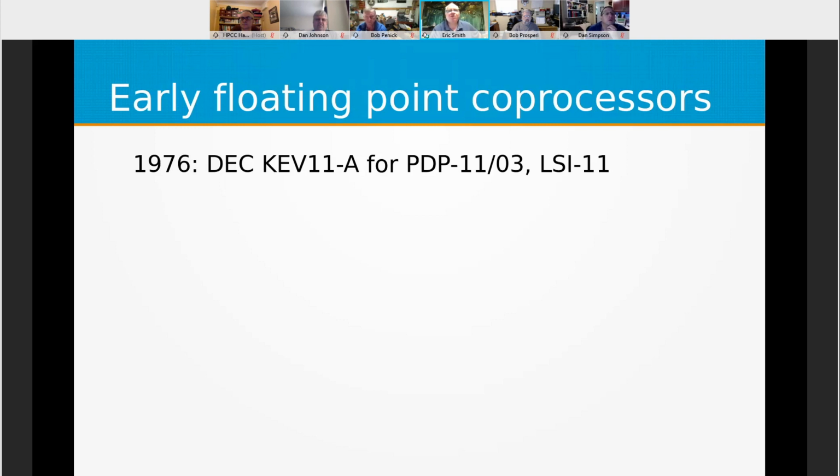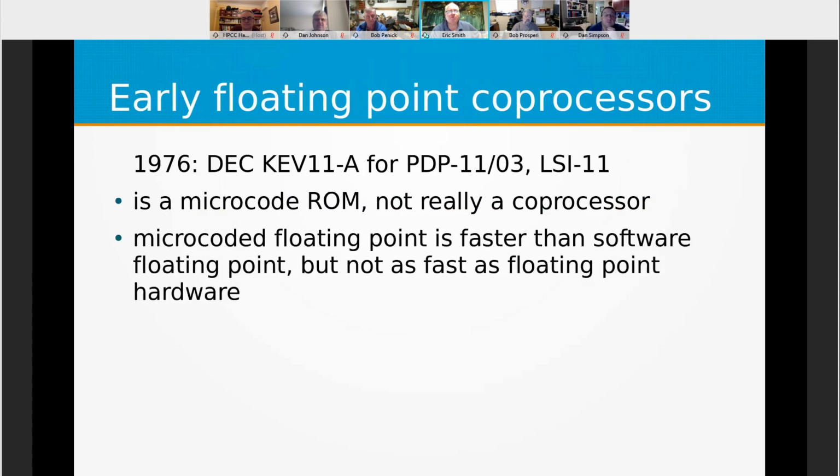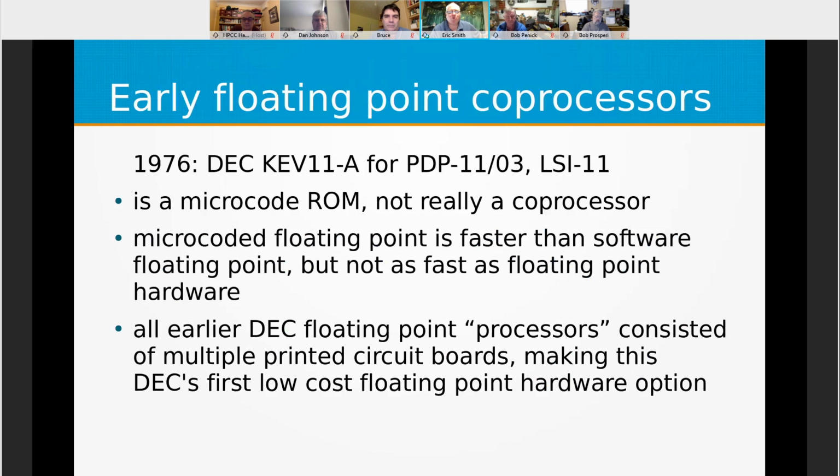And they offered this KEV11A chip, which was a floating point chip for the 11/03. Well, it's not really a coprocessor, it's just a microcode ROM. It added floating point instructions to the instruction set of the main processor. And since it's microcoded, it's faster than software floating point, but it's not as fast as floating point hardware. All of the floating point processors DEC offered previously, which were perhaps better known as floating point accelerators, were multiple printed circuit boards and fairly expensive. So this was DEC's first low-cost floating point hardware, and possibly the first low-cost floating point hardware for any minicomputer.